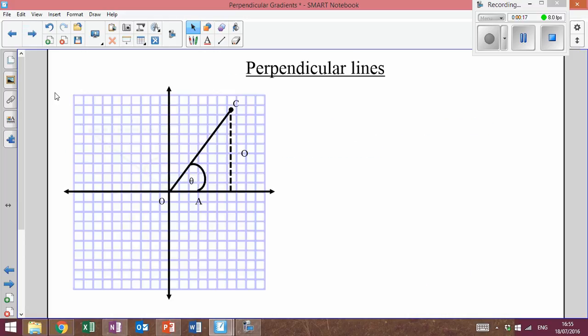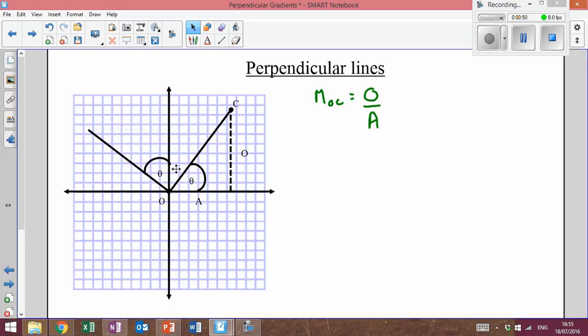Okay, so looking at this here, if we want to look at perpendicular lines, firstly we're interested in the gradient. The gradient of OC here, we know is the vertical over the horizontal, so it's just going to be O over A here. Now, what we want is to look at the gradient and compare that to a line that's perpendicular to that. So I'm going to use this line here, using theta as well there.